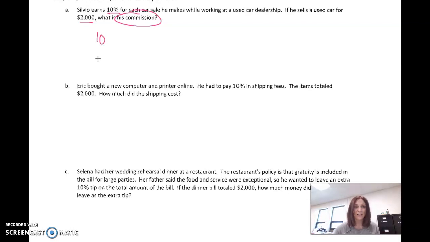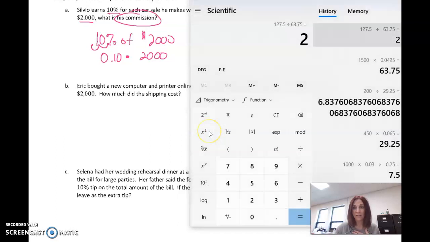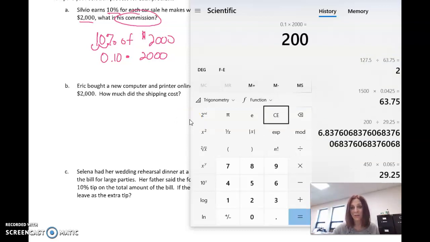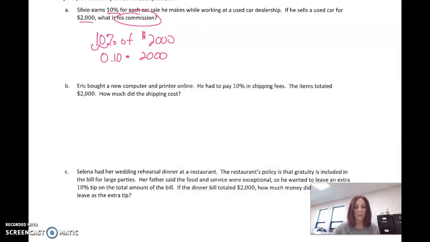So he's going to earn 10% of $2,000. Remember, of means to multiply. We change our percent to a decimal because we don't multiply unless it's a decimal. So that becomes 0.10. If we go 0.10 times 2,000, we get 200. So he would earn $200.